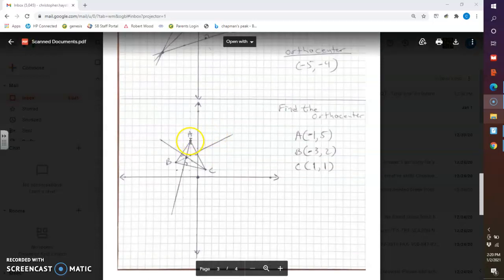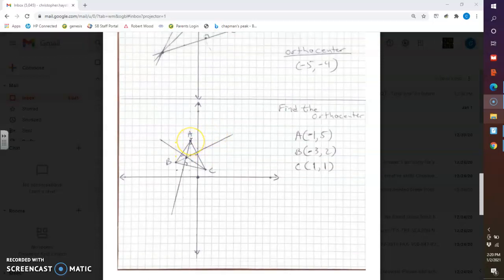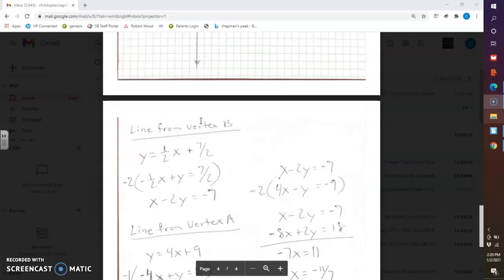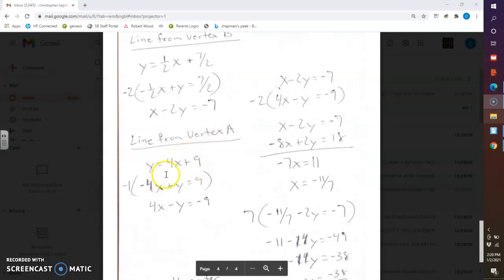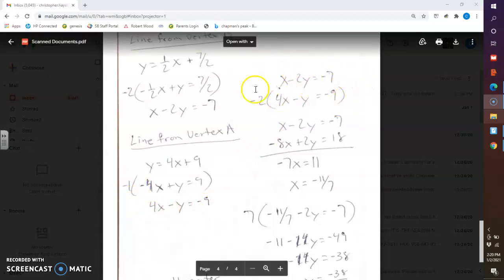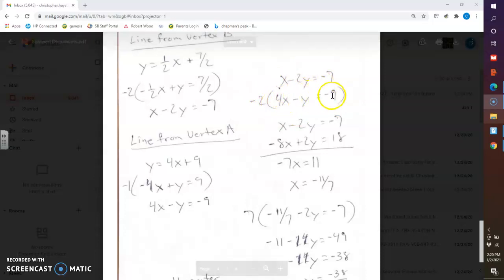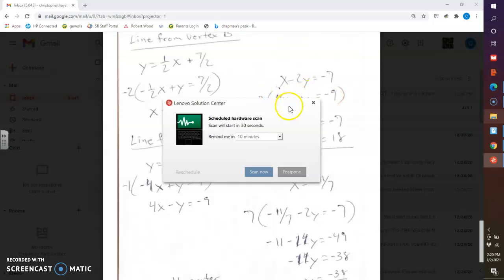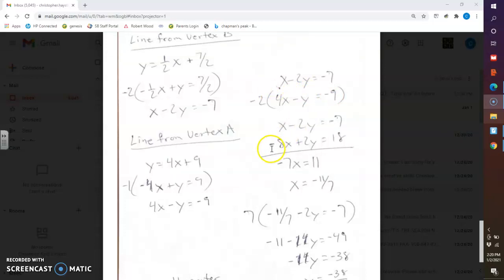From A, this line has a slope of 4, so it's up 4 over 1, and we have a y-intercept of 9. So y equals 4x plus 9, we subtract the 4x, and we multiply everything by negative 1, we get 4x minus y equals negative 9. And then I come to here and I do my system. X minus 2y equals negative 7, 4x minus y equals negative 9. I multiply everything by negative 2 here, and we end up with negative 8x plus 2y equals 18.